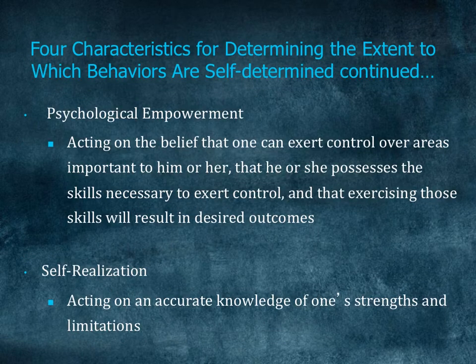The third characteristic is psychological empowerment, that is, acting on the belief that one can exert control over areas important to him or her, that he or she possesses the skills necessary to exert control, and that exercising those skills will result in desired outcomes. So, once again, something that comes to us naturally, but individuals with disabilities would need support, and they would actually be required to be taught these skills.